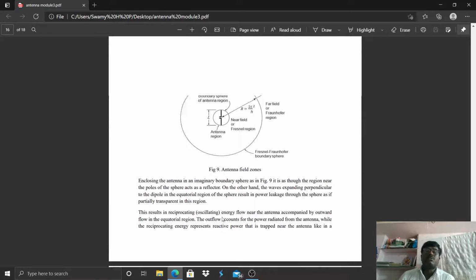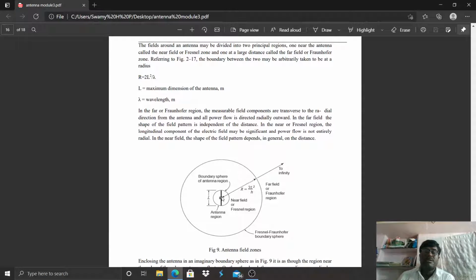Okay, so this is how antenna field zones are shown in the figure. This is a dipole antenna which has length L. Around it, a small circle is there. Around this region is called the antenna region. From this antenna, at a distance r, the radius of this middle circle, r is equal to 2L square by lambda. This is called the near field or Fresnel region.